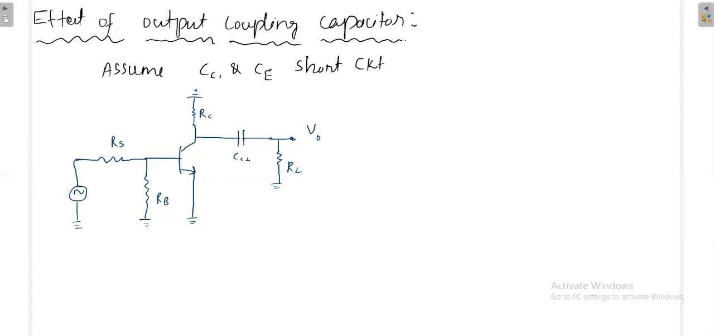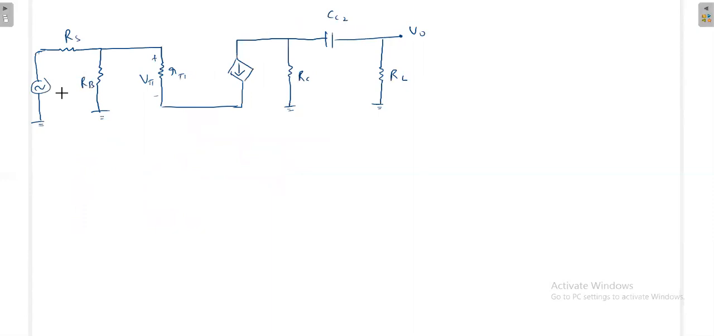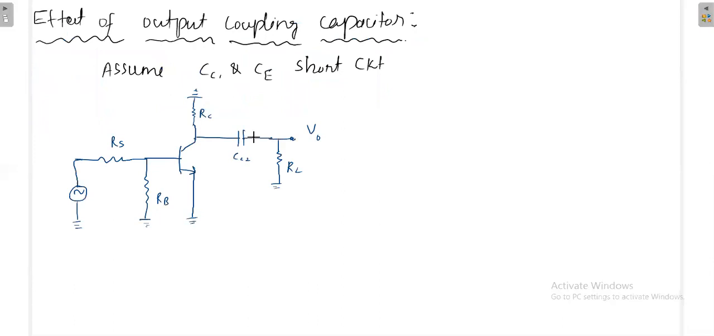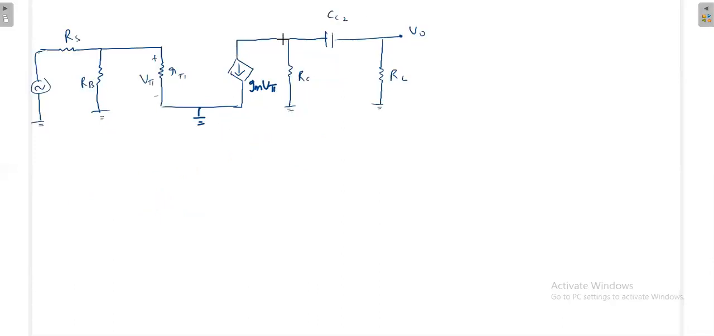Now, if you represent this diagram in terms of the pi model, it comes like this: RS, RB, and then R pi, V pi, and this is short circuited. This current source is gm into V pi. This is RC and this is CC2, this is RL, because between the collector and the output point you have coupling capacitor 2. So this is the collector terminal. Between the collector terminal and the output terminal you have coupling capacitor 2. This is the base terminal, and this is the emitter terminal.